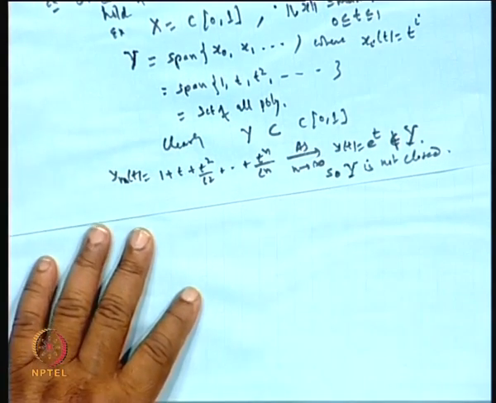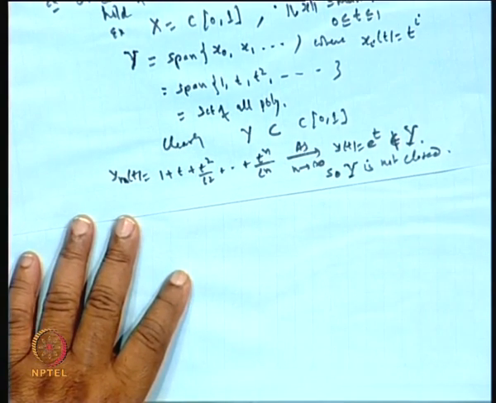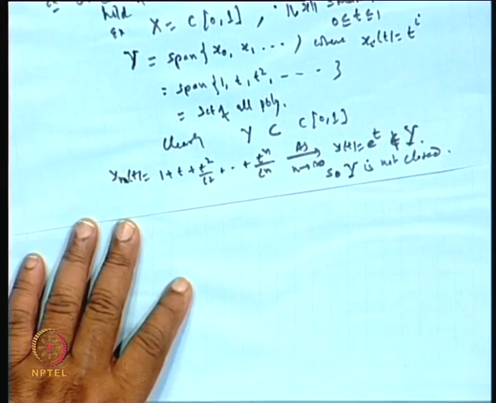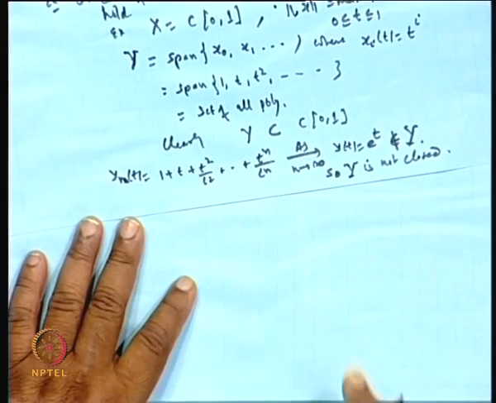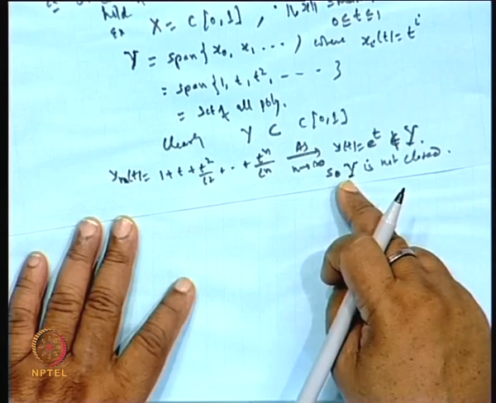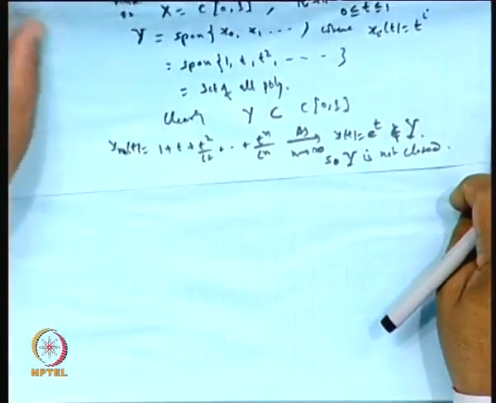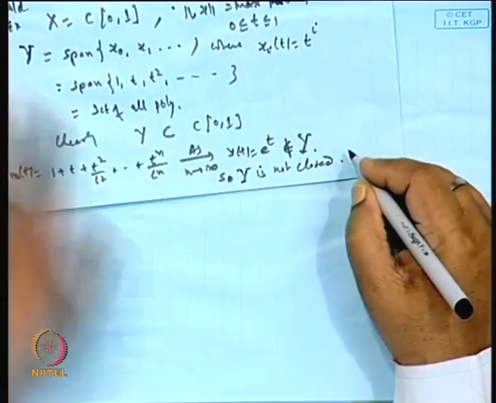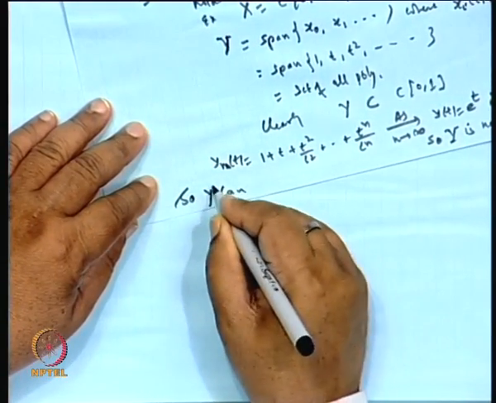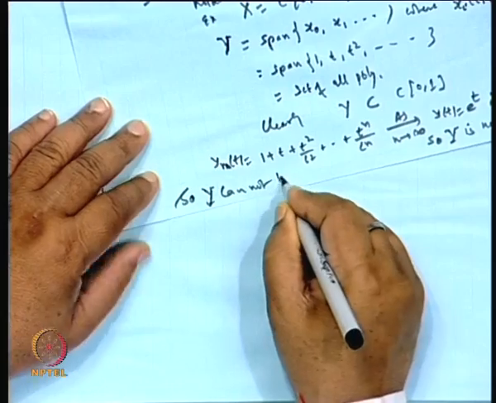And already we have one result: a subspace of a metric space is complete if and only if it is closed. Similarly, a subspace of a norm space is Banach if and only if it is closed. So, if this is not closed, it means Y cannot be a complete norm space. So, Y cannot be complete.